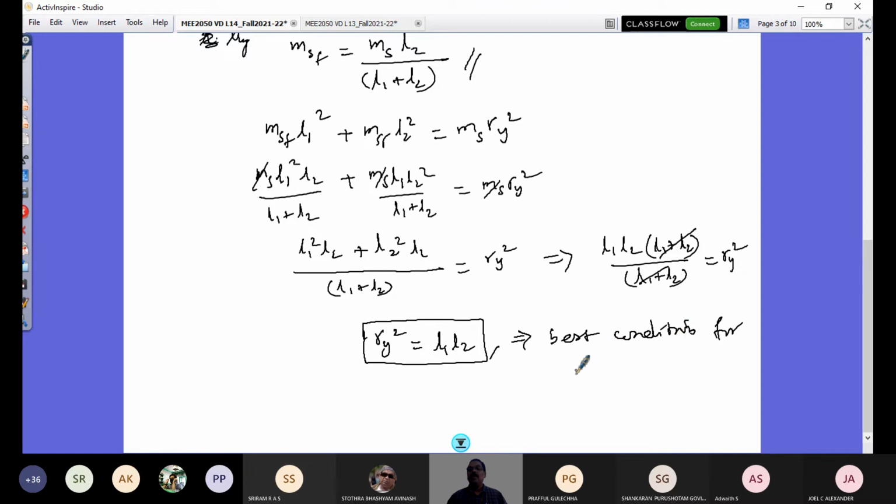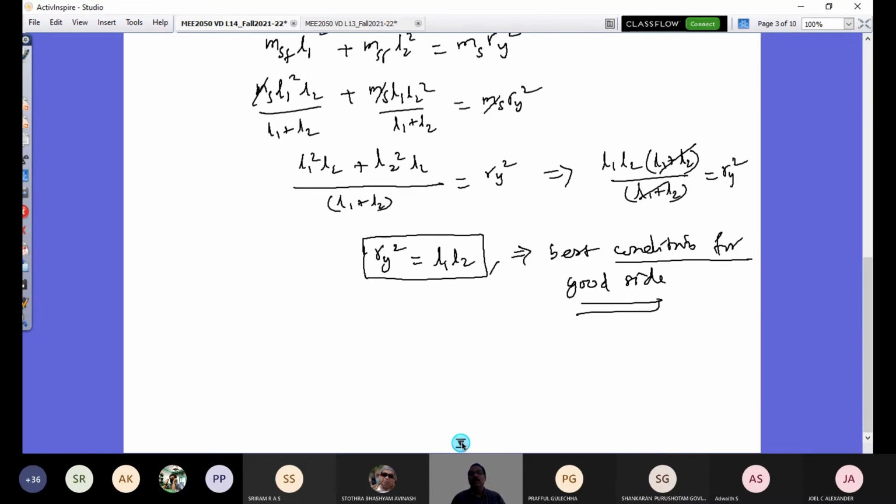So if we have this, this is the best condition for good ride. You want to say ride in my vehicle is good. That means the amplitude of vibration perceived by the driver and other occupants is very less, if your vehicle is designed for this condition of radius of gyration given by L1 into L2. This is not so easy practically to do, because if you have to do it, there are other compromises in the vehicle. So there are constraints always when you want to go for the design of any system.